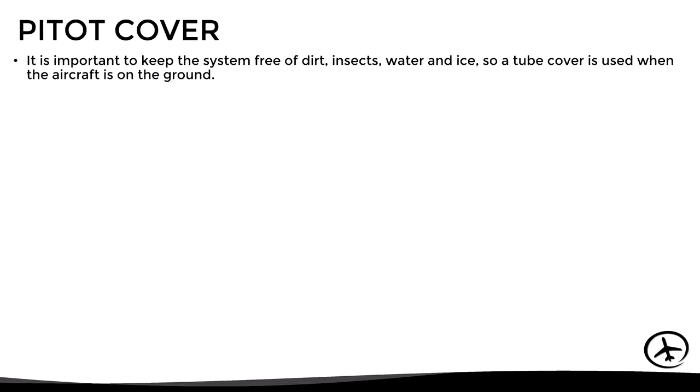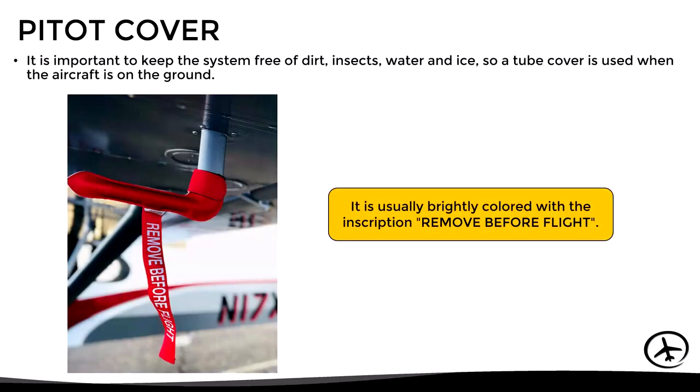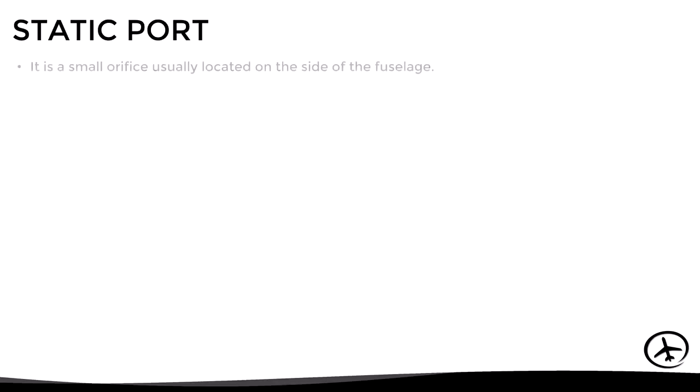It is important to keep the system free of dirt, insects and water. So on the ground, a cover is used for this tube that is normally brightly colored and has the inscription "Remove before flight," just to remind the pilot to remove this cover before flying, since otherwise there won't be any airspeed reading. Let's now move on with the other component of the system, the static port.